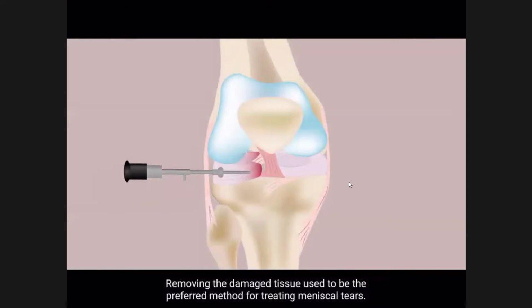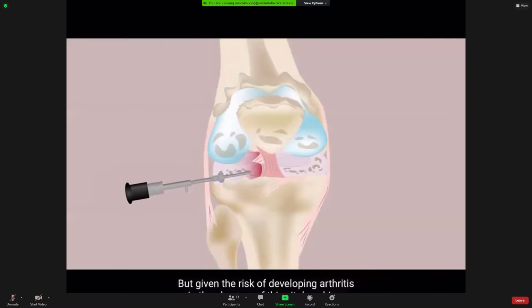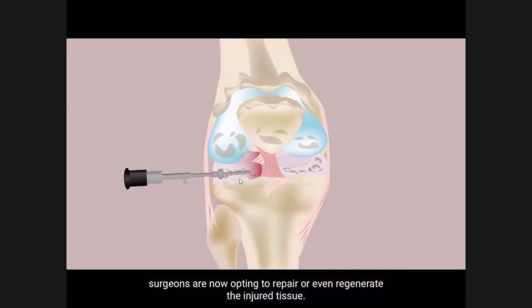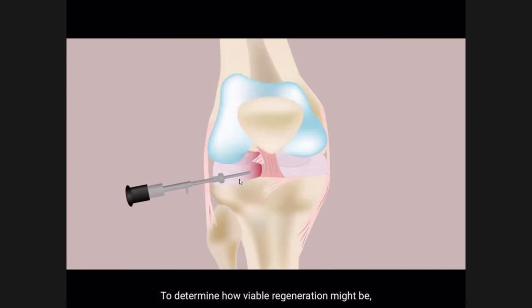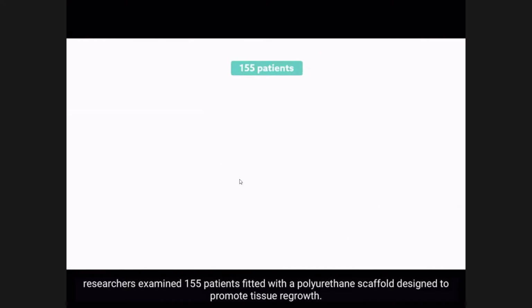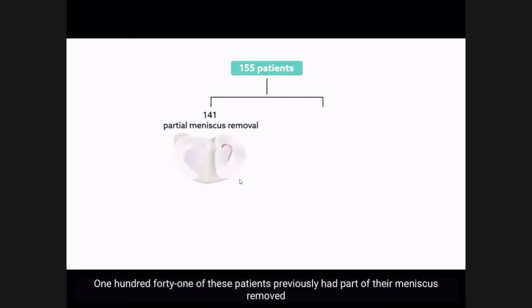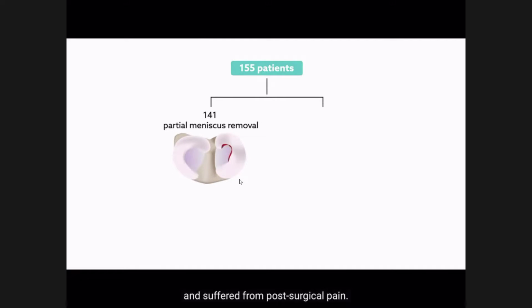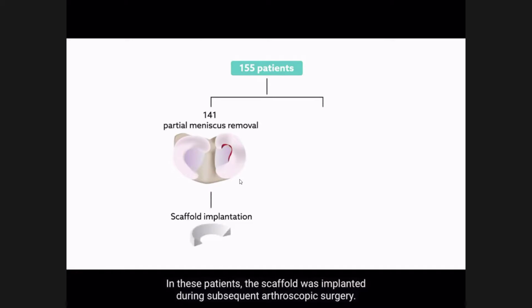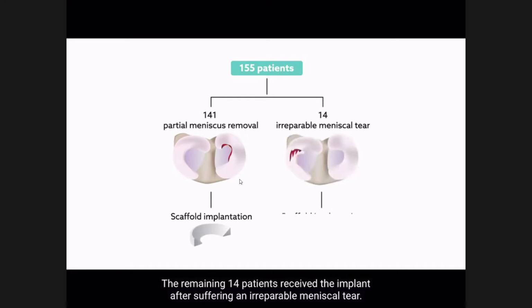Removing the damaged tissue used to be the preferred method for treating meniscal tears. But given the risk of developing arthritis in the absence of this vital cushion, surgeons are now opting to repair or even regenerate the injured tissue. To determine how viable regeneration might be, researchers examined 155 patients fitted with a polyurethane scaffold designed to promote tissue regrowth. 141 of these patients previously had part of their meniscus removed and suffered from post-surgical pain. In these patients, the scaffold was implanted during subsequent arthroscopic surgery. The remaining 14 patients received the implant after suffering an irreparable meniscal tear.